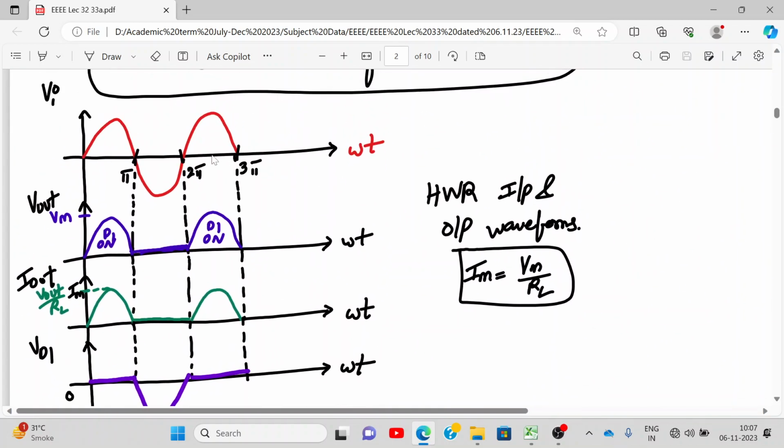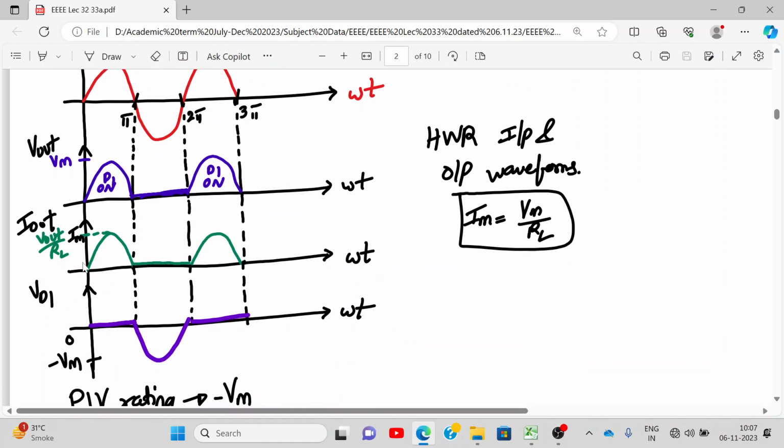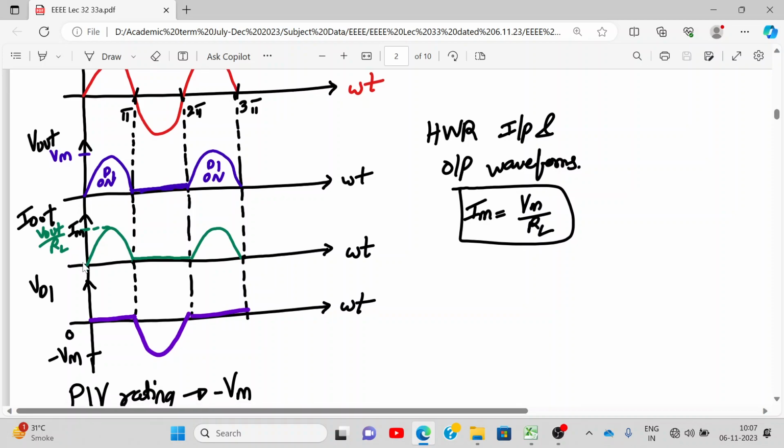This is the output of the secondary of the transformer, that is my input signal, and this is my output signal. As you can see, during the positive half cycle, the output follows the input. During the negative half cycle, it's zero. Now the current nature is also the same because it's a resistive load, so I out will be V out upon RL.